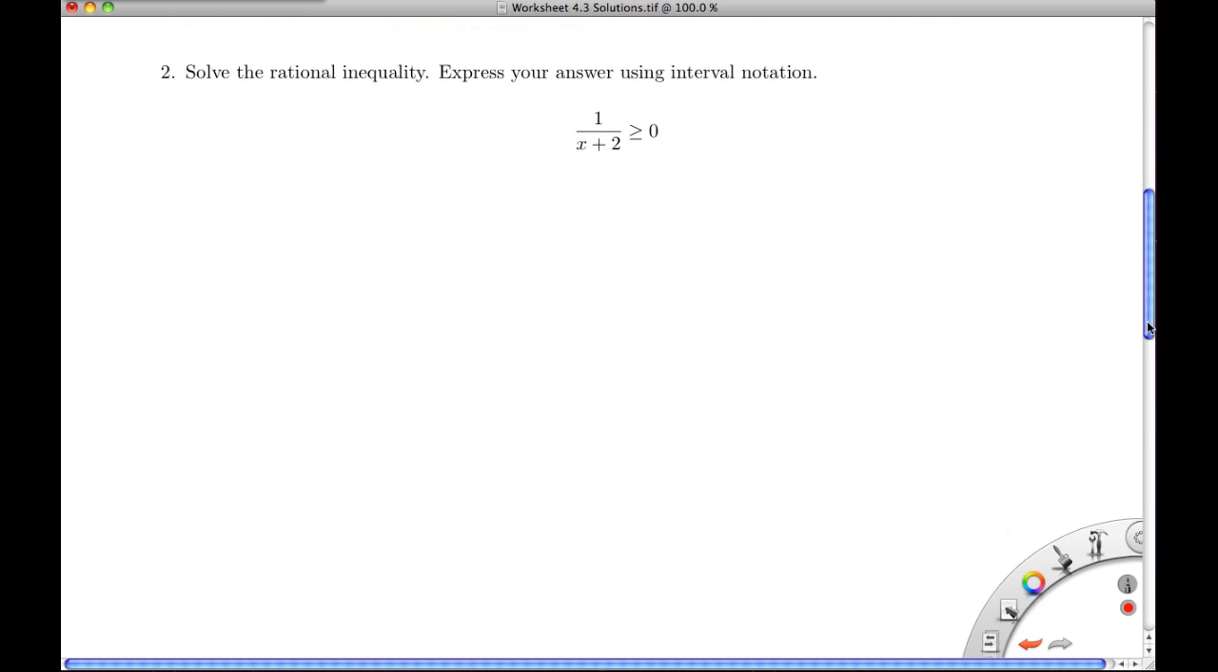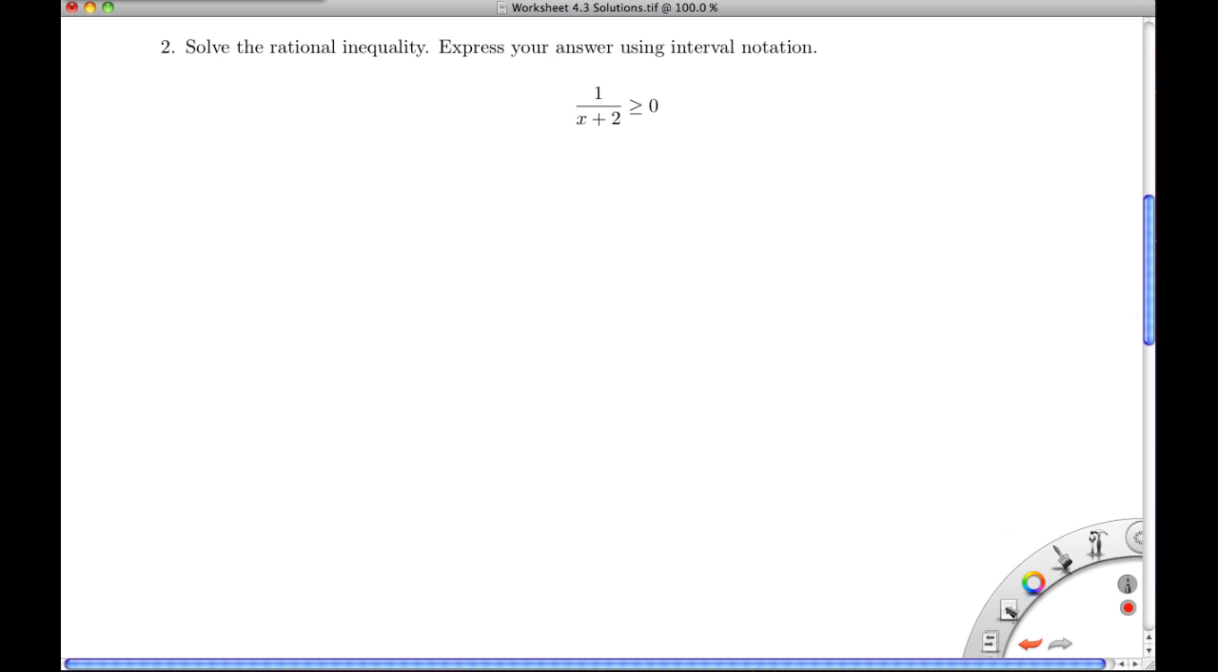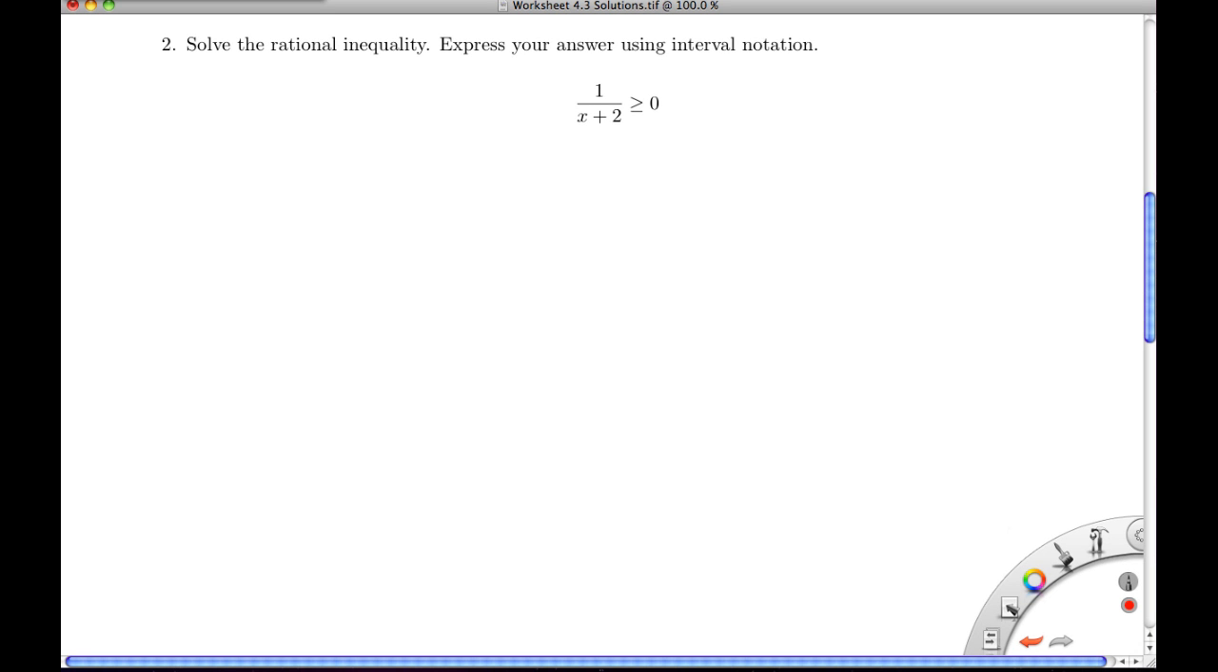Okay, so for this next one, we've got an actual inequality that involves a rational function that we're going to need to solve. And in order to do this, the first thing that we're going to want to check is we'd like to get 0 on one side of the inequality. In this particular case, we're in good shape already, so we can kind of move on. Step 2, we're going to want to identify any x-intercepts or vertical asymptotes. And we're going to see in a second why we want to do this.